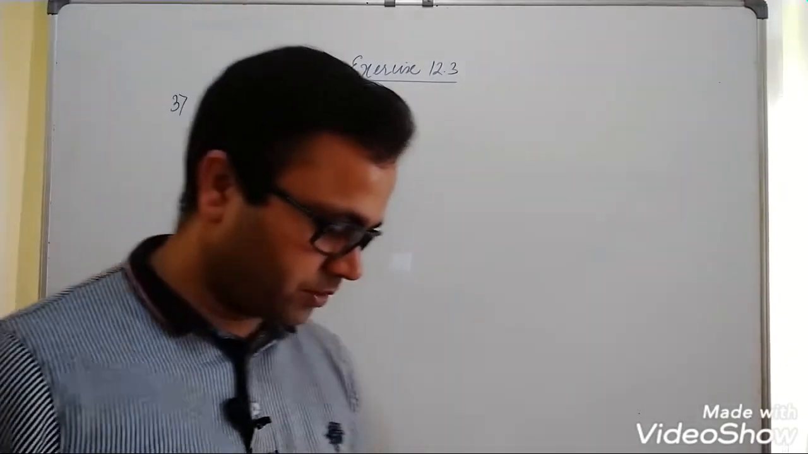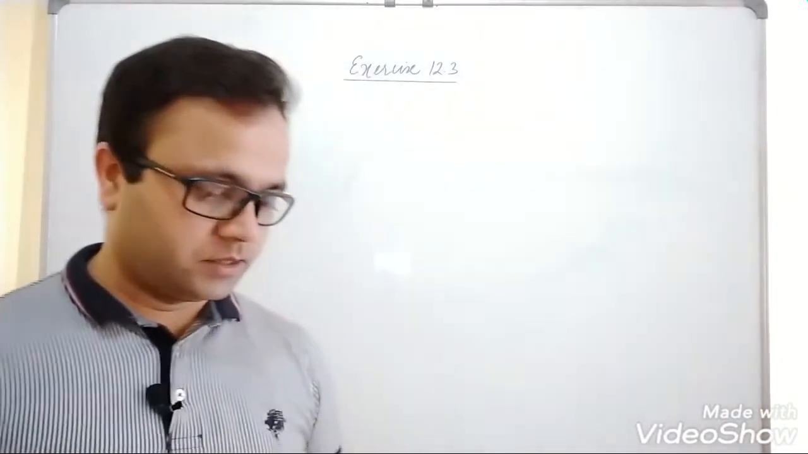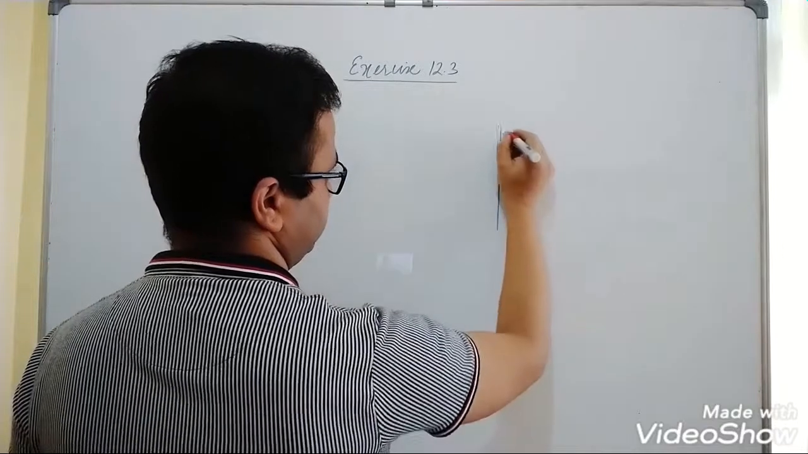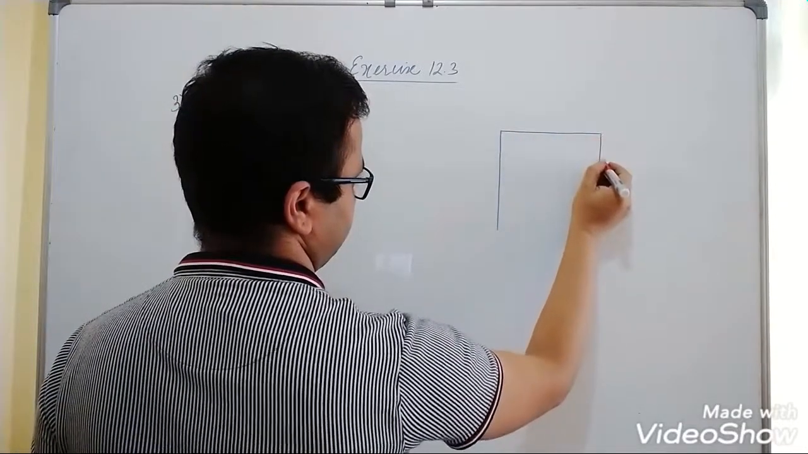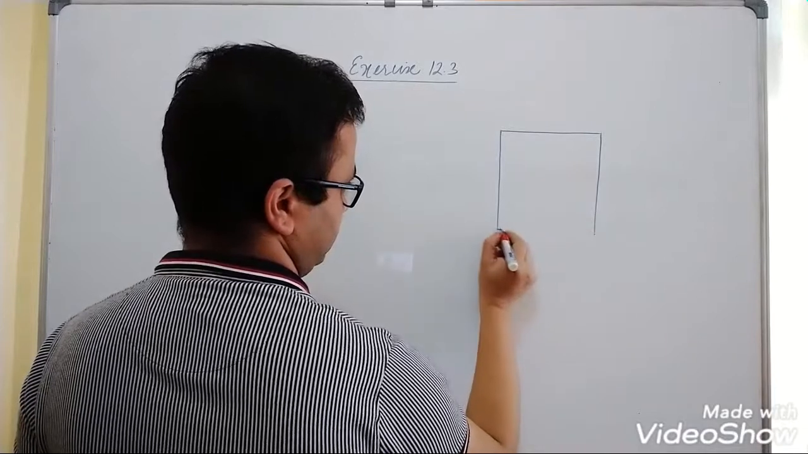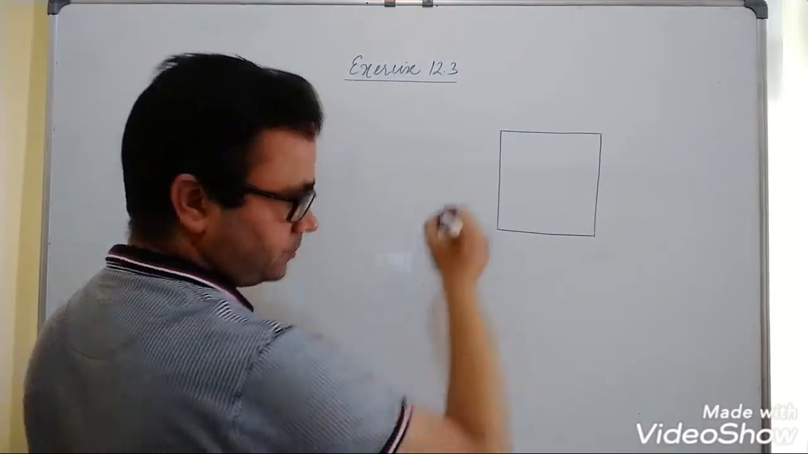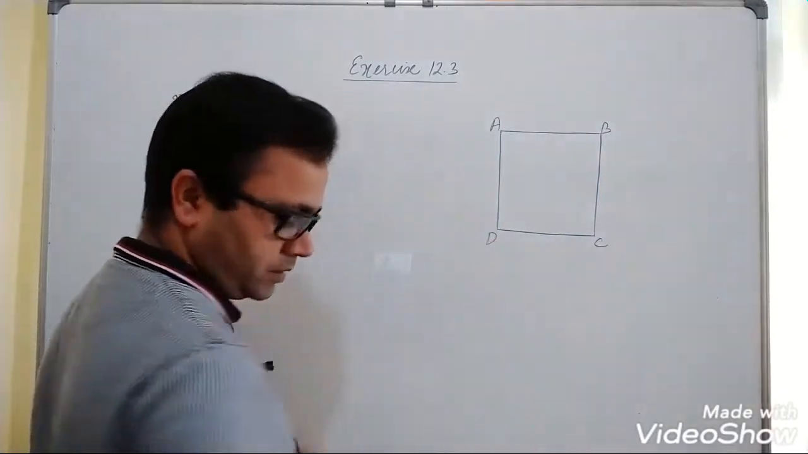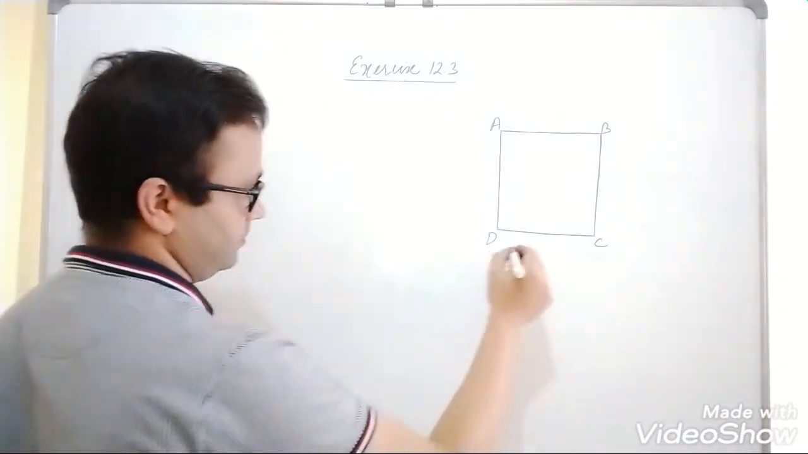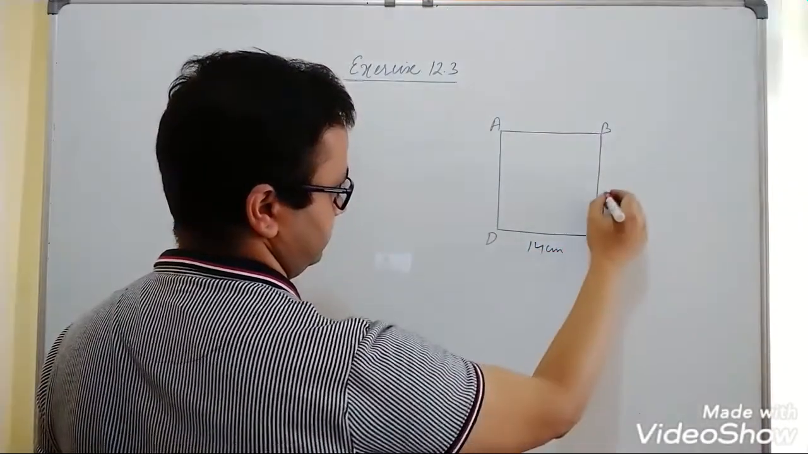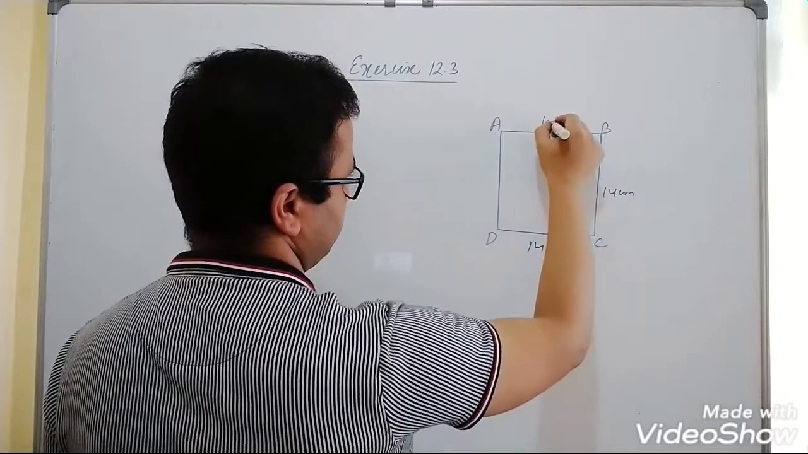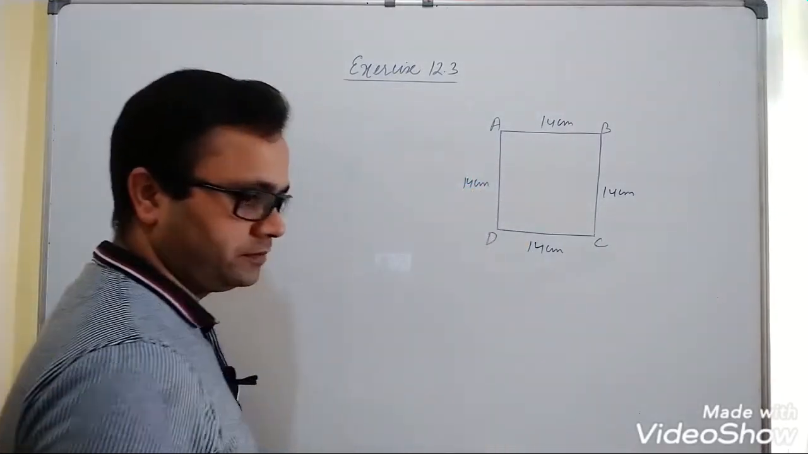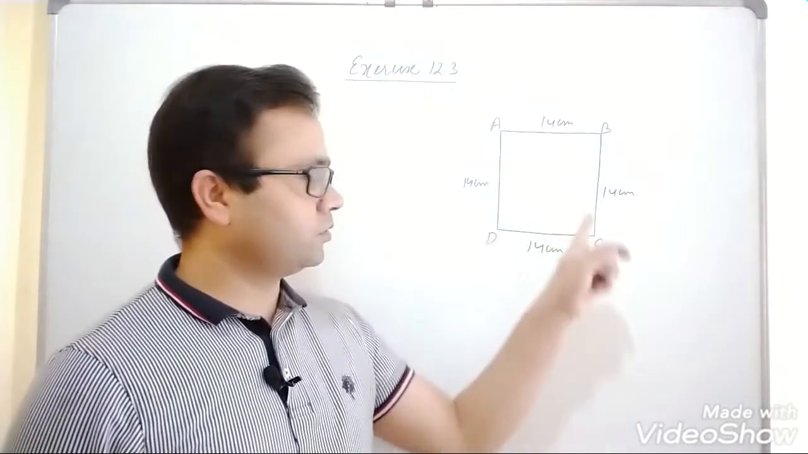In question number 3, find the area of the shaded region in the figure if ABCD is a square. It is given that ABCD is a square of side 14 centimeter. So the side of the square is 14 centimeter. Sides of a square are equal, so 14, 14, 14.